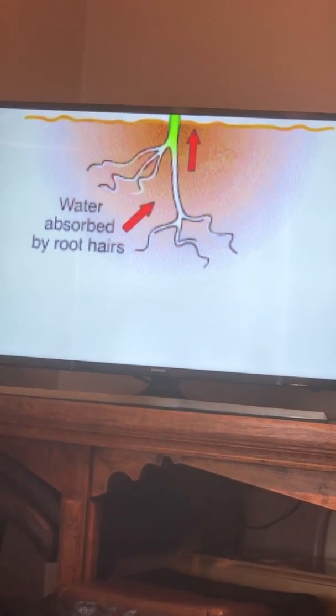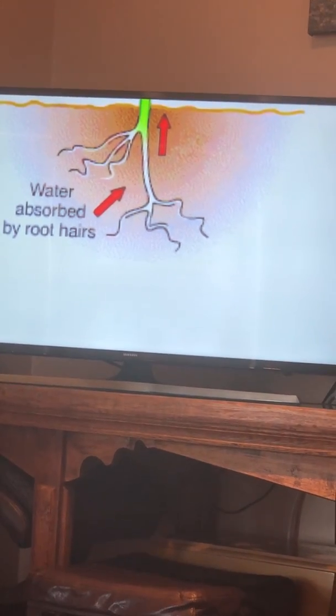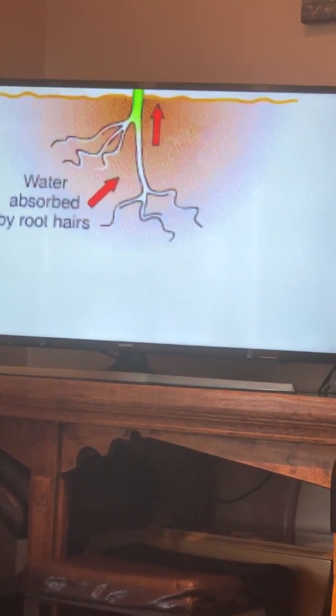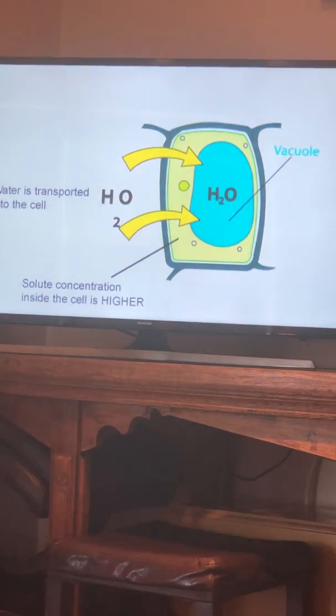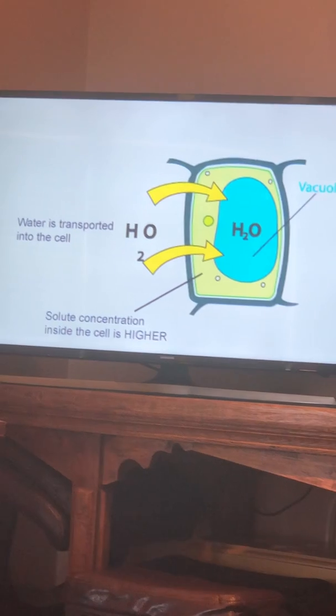A great example of this is the roots of plants. For the most part, the concentration of water molecules is higher outside of the root than on the inside. So water will pass through the cell wall and into the plant along with some nutrients.